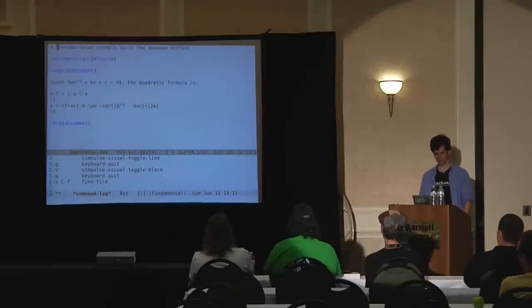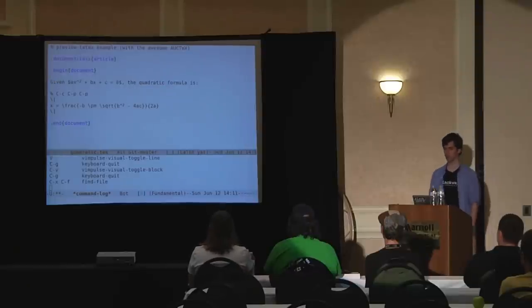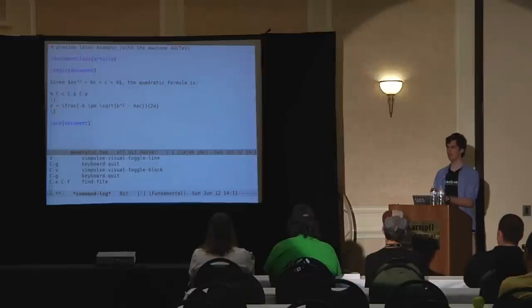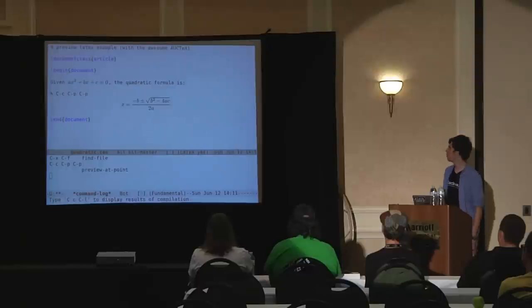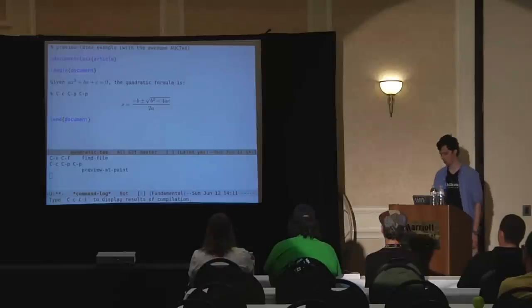So this little file here is the quadratic formula. I still spew out the quadratic formula. I record the command here. That's cool. So what this does here is preview LaTeX at point, or rather preview at point. So if I do it, it'll ask me some questions, and it will display the result of what would actually be visible in the actual rendered file.